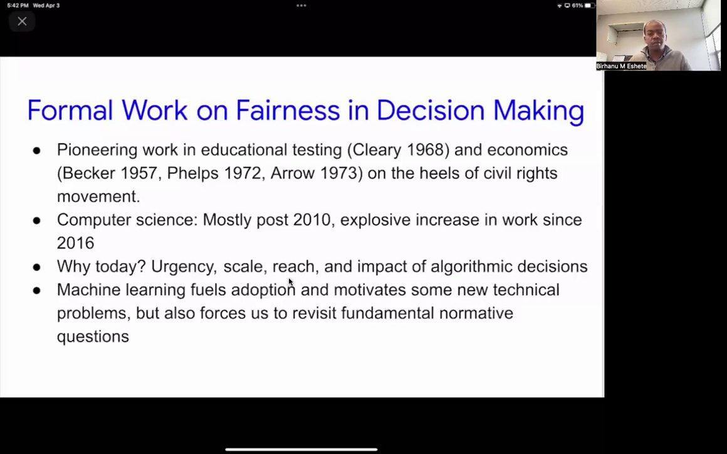And machine learning also fuels a lot of adoption and motivates some technical problems. So it also forces us to revisit fundamental questions that we have been trying to answer through vanilla statistics in the past, where we don't have this notion of intelligence or learning incorporated.